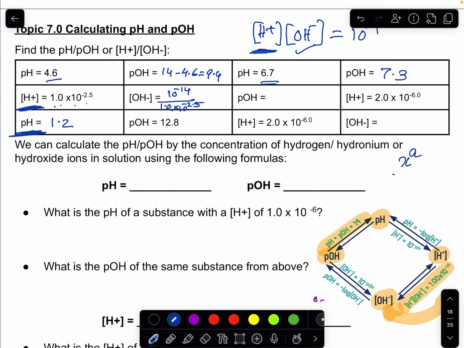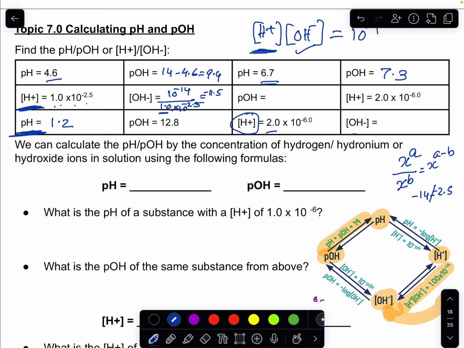See, if there is x raised to a divided by x raised to b, the answer is x raised to a minus b. That means you just do minus 14, minus, since it is 1, minus 2.5. That means this will become positive. So that will be minus 11.5. Okay.